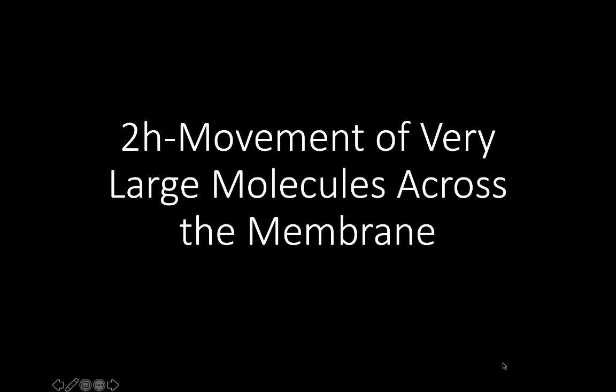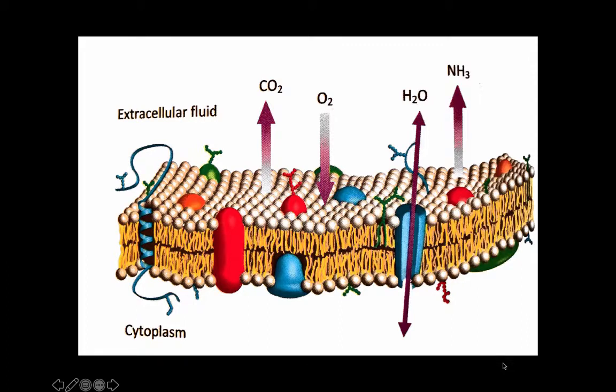Lesson 2H, movement of very large molecules across the membrane. We have spoken about how small nonpolar molecules like oxygen, carbon dioxide, and ammonia can simply diffuse across the phospholipid bilayer, unobstructed due to the tiny pores or openings between the individual phospholipids. This is driven by a concentration gradient and KMT.